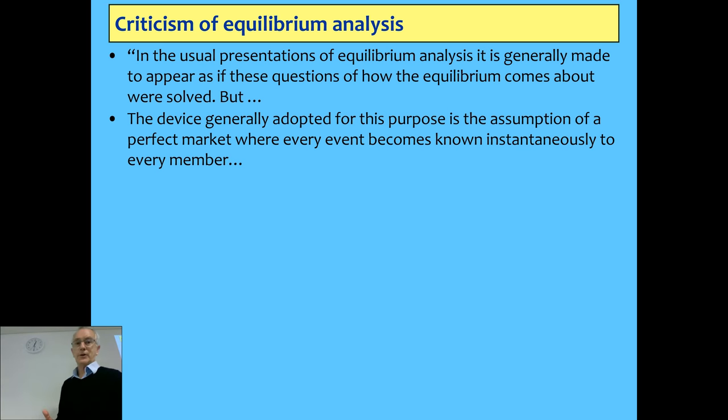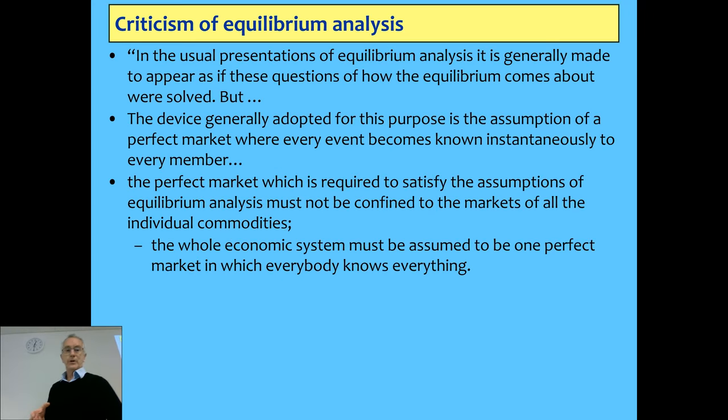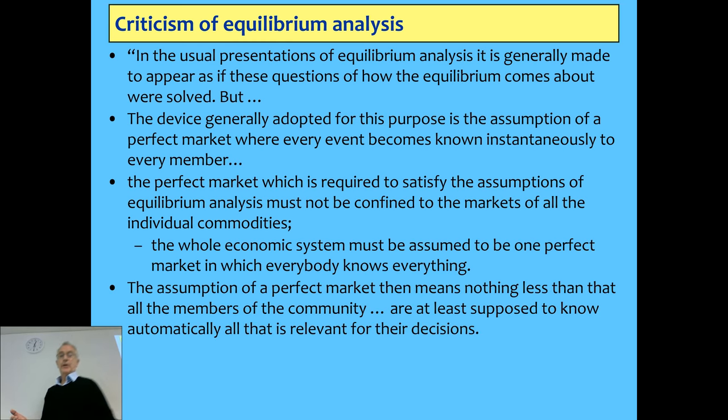and then you can go and read the references yourself at a later stage. So he said how they try to get this idea of equilibrium, and again this is him criticising neoclassicals. I haven't got onto how Austrians actually think themselves yet. But you need a perfect market for all commodities. The whole system must be like one perfect market where everybody knows everything. And it means nothing unless we all know everything that's relevant at one particular point in time.